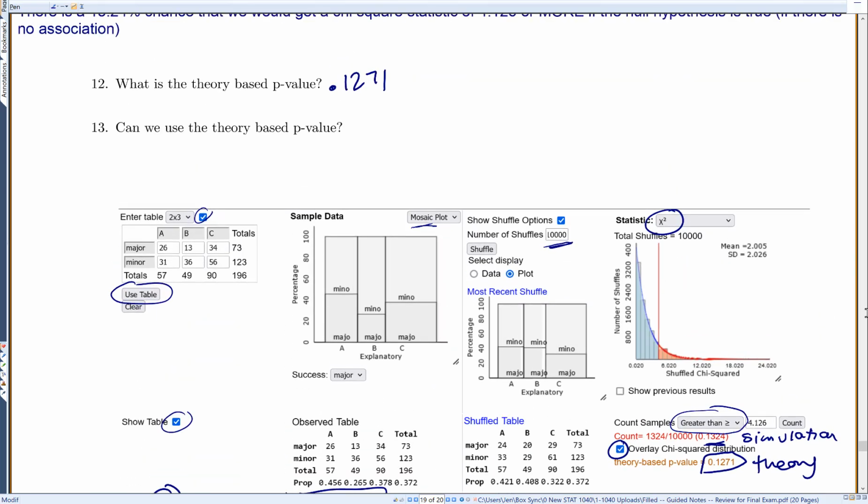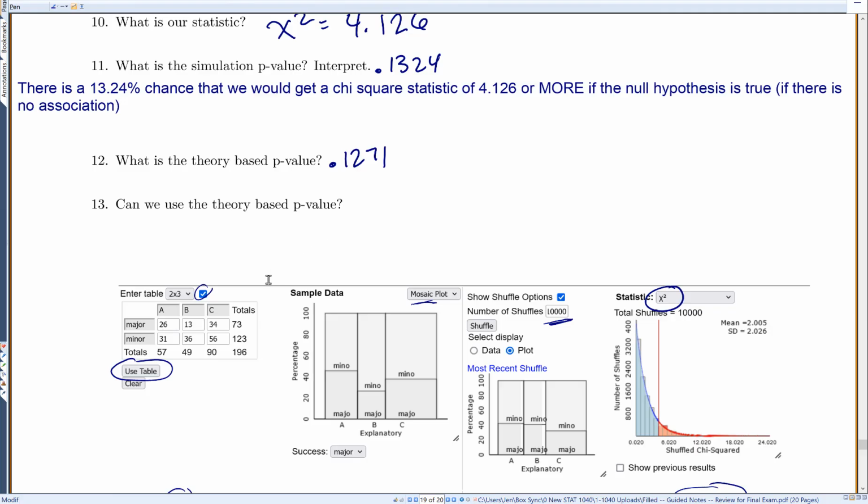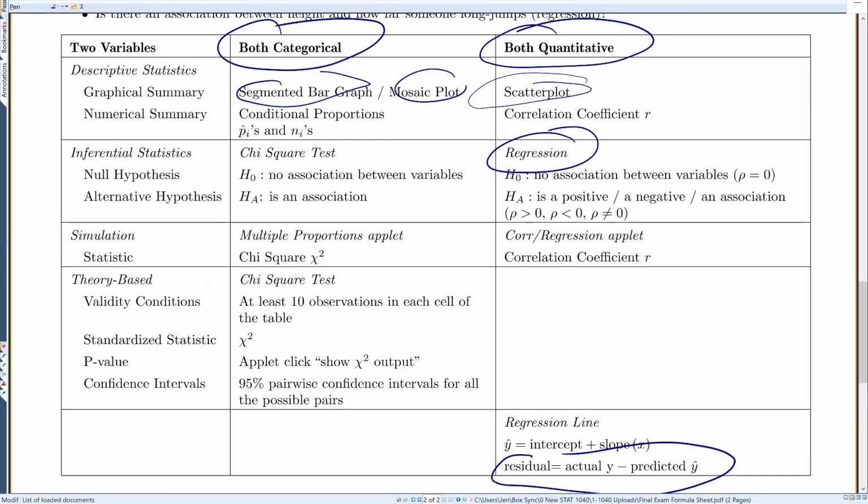Were we supposed to use the theory-based p-value? In this case, yes, because each of these counts, you don't look at the totals, you just look at the counts. Each of the cell counts is at least 10. So yes, we could use the theory-based approach here. On the formula sheet, again, you'll see that we did put on your validity conditions: at least 10 observations in each cell.